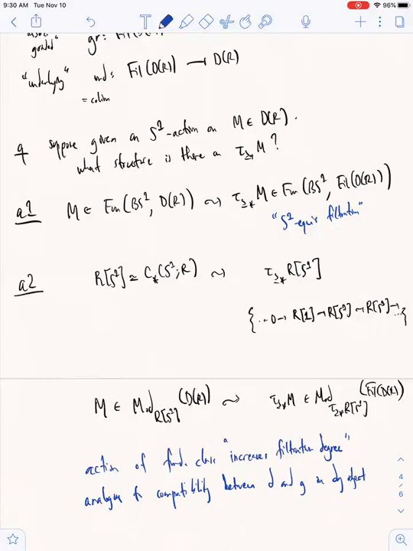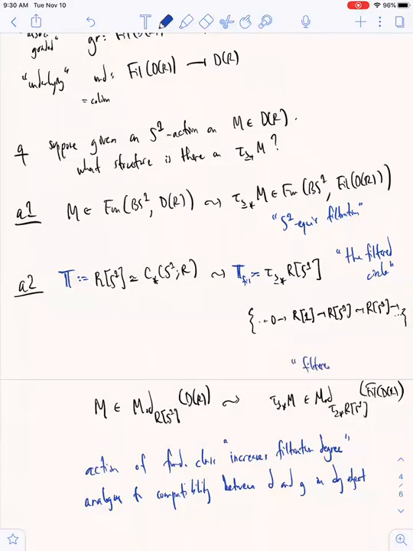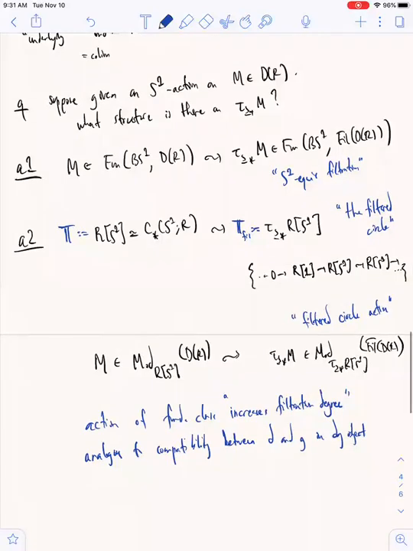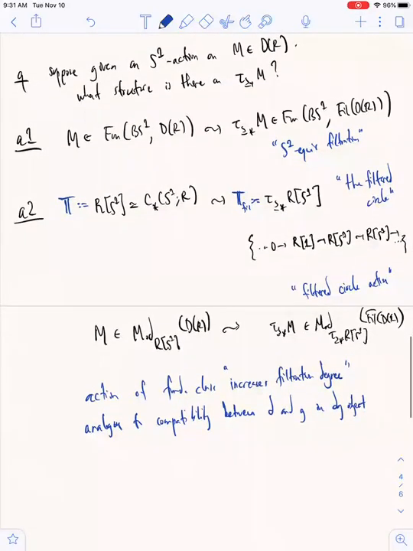So let me use some names. I'm going to denote this linearized circle by T, and this Postnikov filtration on it is what I will denote T fill, and this is what I'll call the filtered circle. And this module structure in the filtered world over the filtered circle is what I mean by a filtered circle action. So this is some structure present on the Postnikov filtration of any S1 equivariant object in the derived category. Okay, so this is some moral way to think about it.